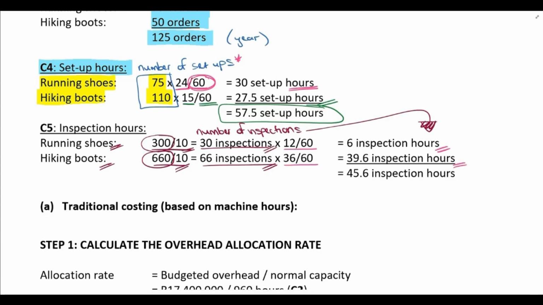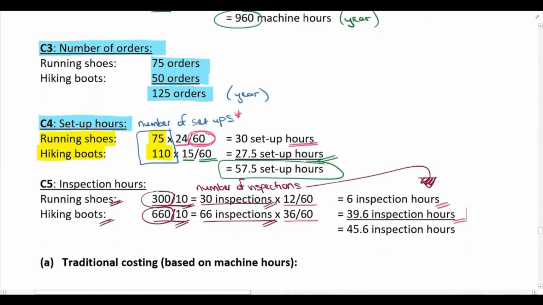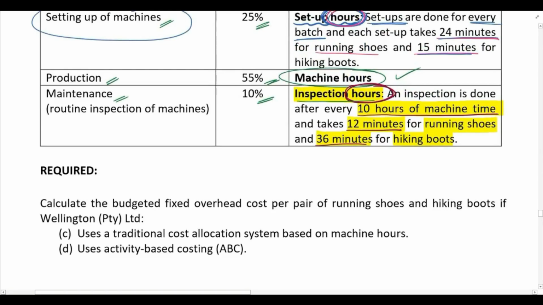As we read through the information now, we did a couple of calculations. We calculated the number of batches, the total number of machine hours, the total number of orders, the total number of setup hours, and the total number of inspection hours. I've already done all of those calculations, which is just going to help me just now. Now what we need to do in our required, we need to calculate the budgeted fixed overhead cost per pair of shoes. So we want the budgeted cost per unit for running shoes and for hiking boots. Firstly, if the company uses traditional costing based on machine hours, and secondly, if the company uses activity-based costing.